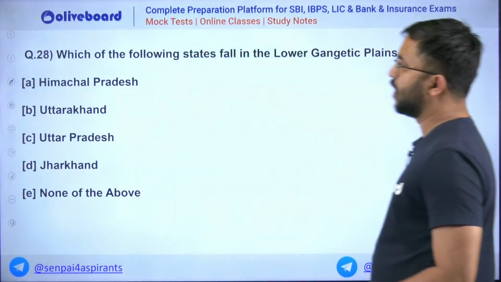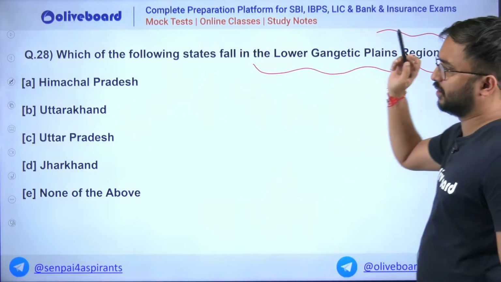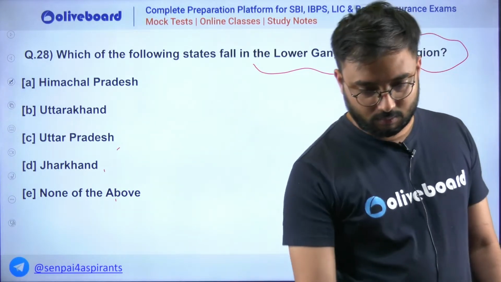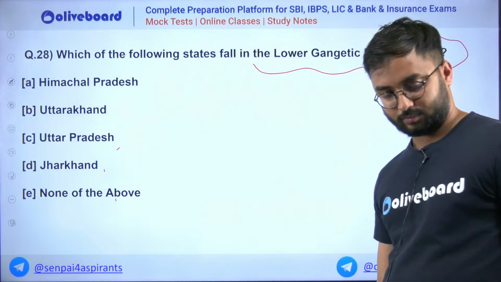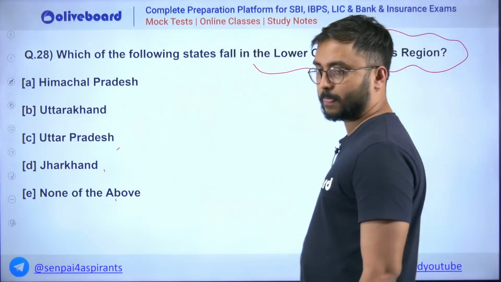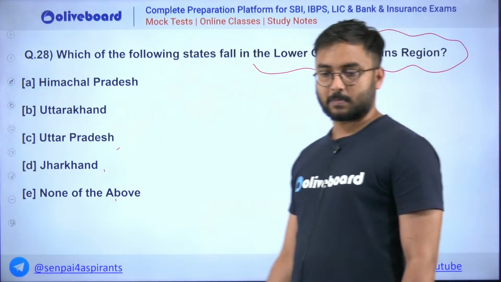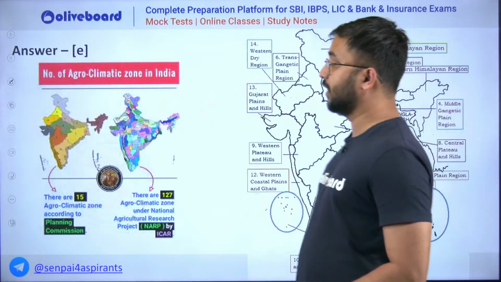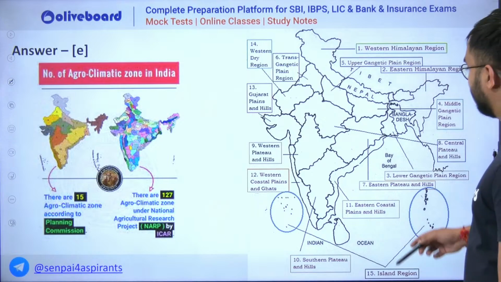Which of the following state falls in lower Gangetic Plains region? Himachal Pradesh, Uttarakhand, Uttar Pradesh, Jharkhand and none of the above. The answer here is D, E, sorry, it's none of the above. Even Jharkhand doesn't come in your lower Gangetic plain.